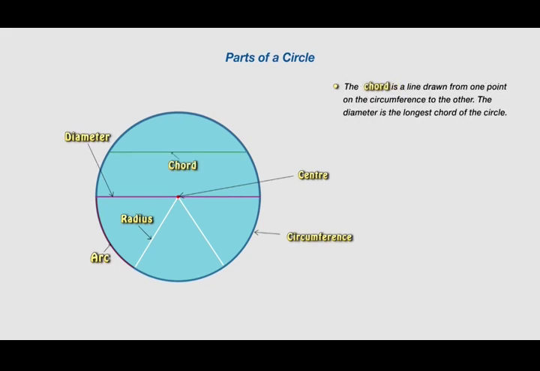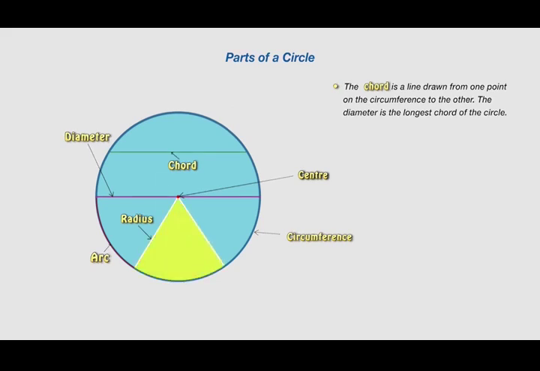Again, there's something we call a chord. A chord is a line drawn from one point on the circumference to another point on the circumference. And the diameter is the longest chord you can have on a circle. It also starts from one point on the circumference to another point on the circumference.